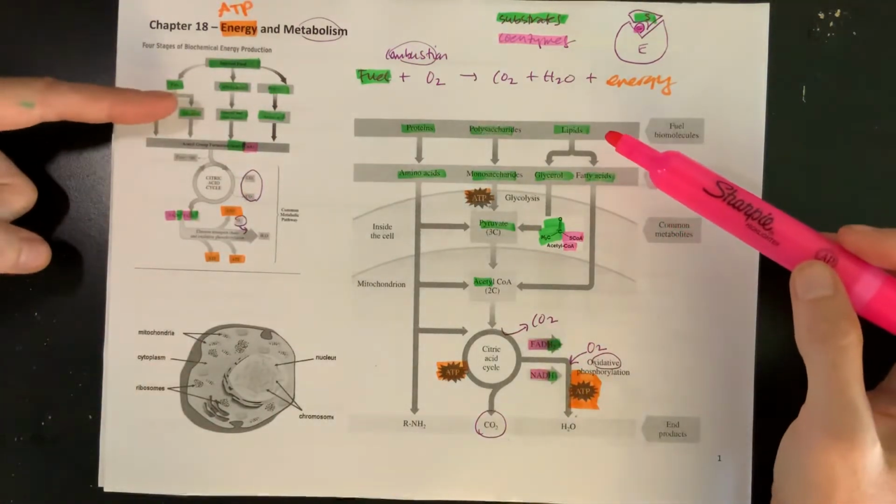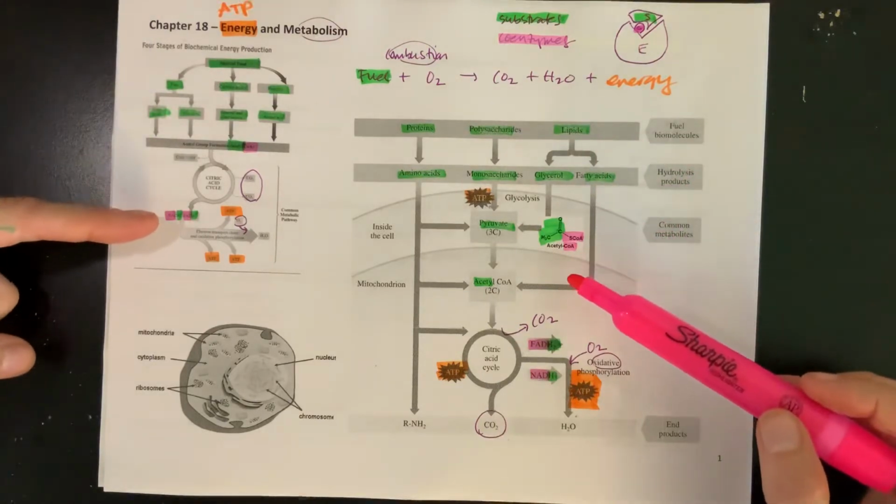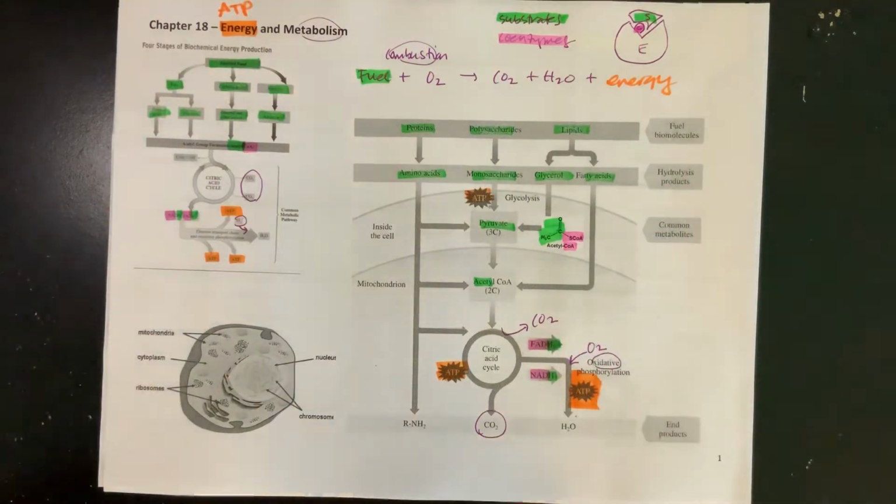So we take our substrate, and now it's attached to some coenzymes, and then eventually what we get out of that food is energy. And most of the energy is going to come here at the bottom.